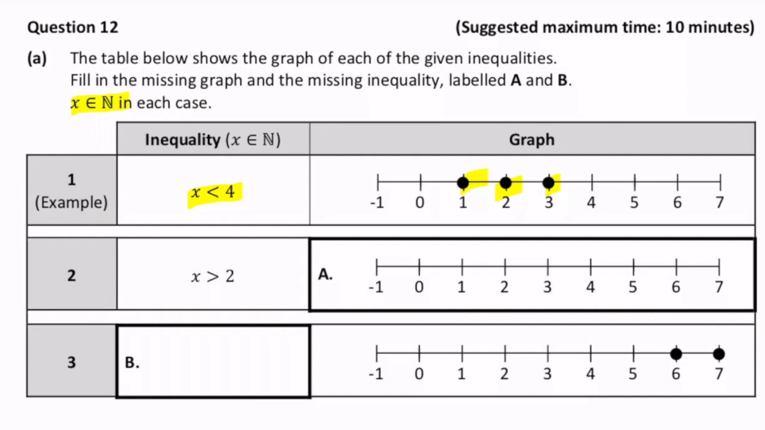So in the second one it says x is greater than 2. So what numbers are greater than 2? 3, 4, 5, 6, 7, and it will keep going like that. In number 3, the picture we see, we have 6 and 7 highlighted. So maybe one answer would be x is greater than 5. That would be one way. Another thing you could say is x is greater than or equal to 6. But x greater than 5 is a fine answer.